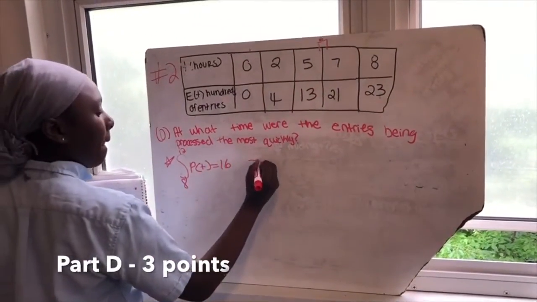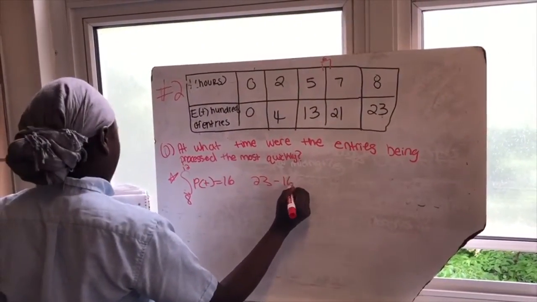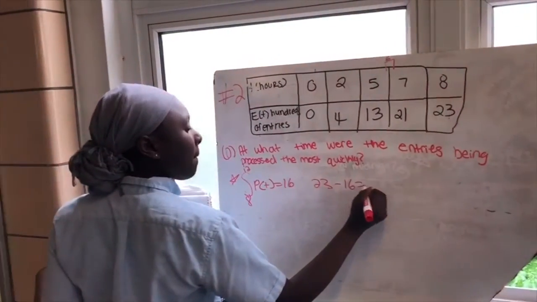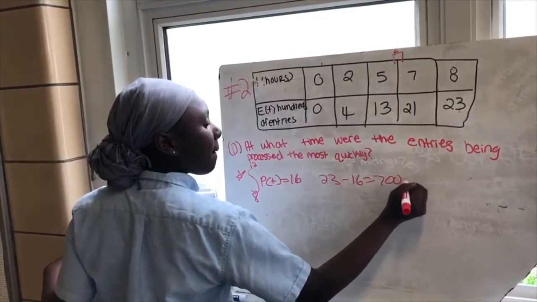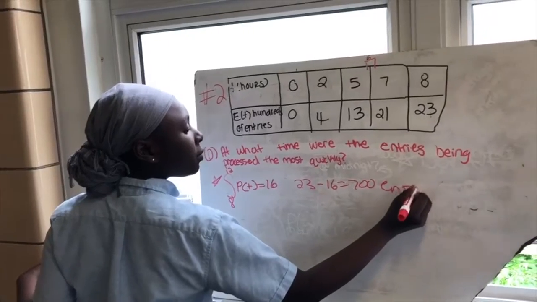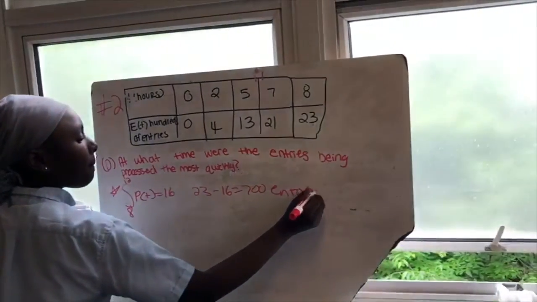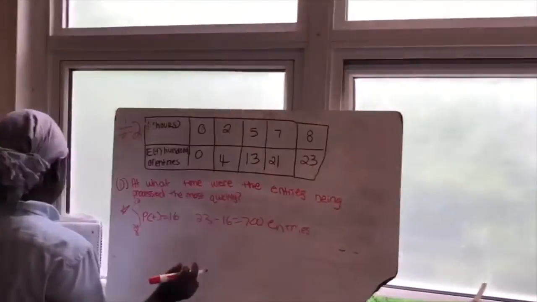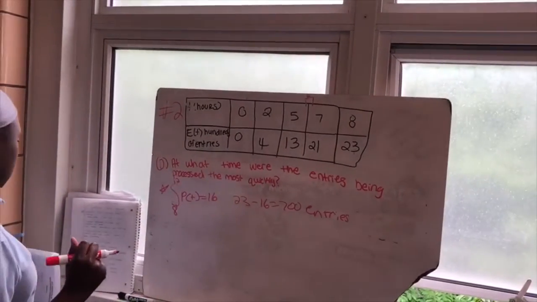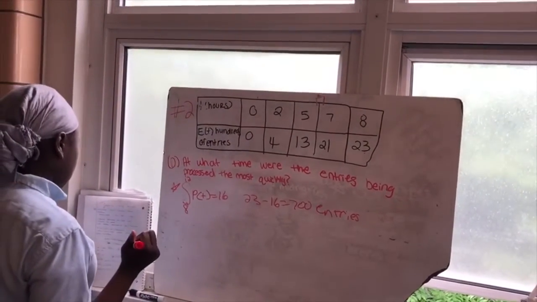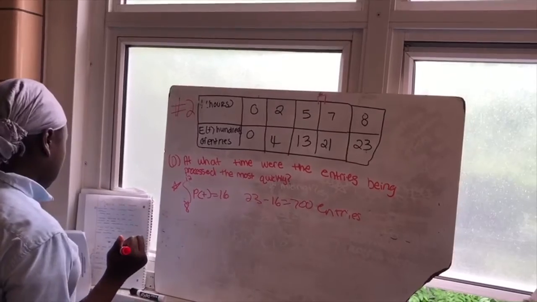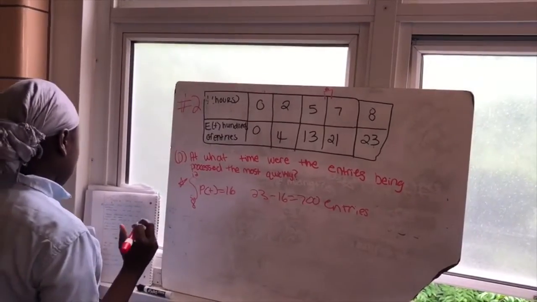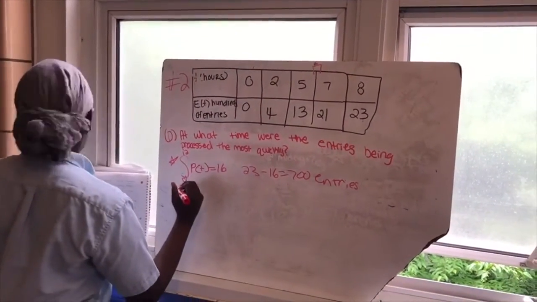So for D, it reads, according to the model from part C, at what time were the entries being processed most quickly? Justify your answer. So for part D, you just write down the integral that you wrote down for part C, and you write down again that 23 minus 16 is equal to 700 entries, because that's important for D.